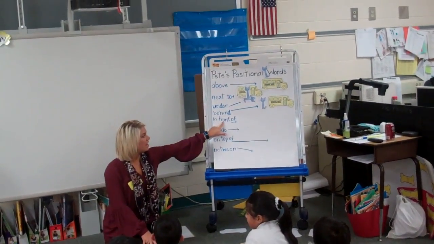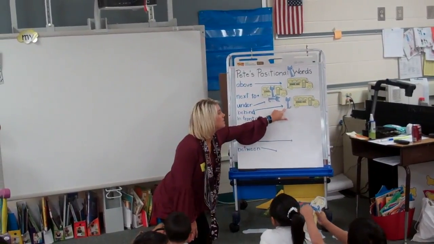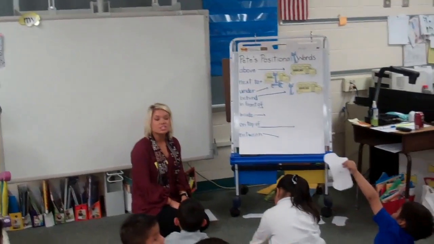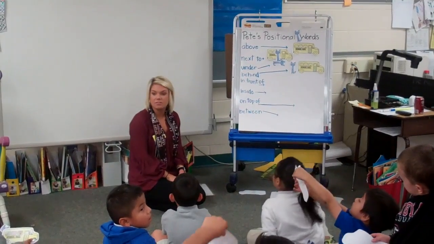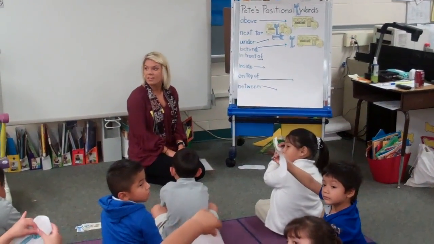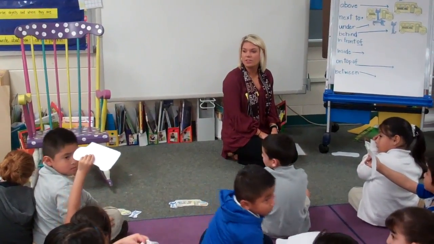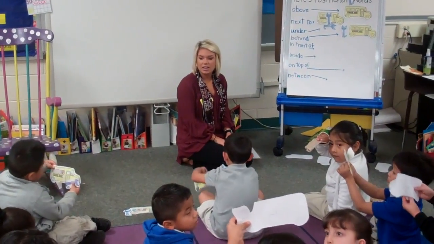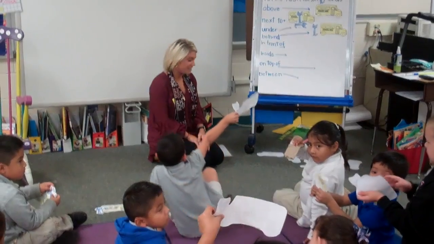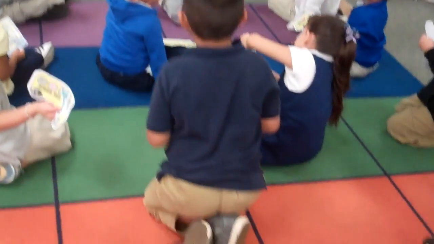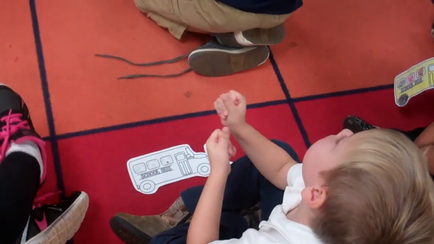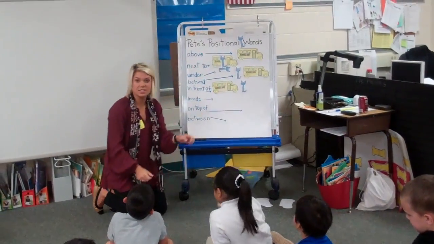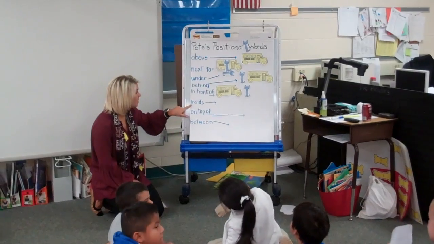What's the next one? In front of. So if Pete's behind the bus here, where would he be if he's in front? Let me see. Shh. Just let me see. Don't scream right here. Let me see it. Good job. In front of. That's next to. Again. Good job, Ileana. Yep. So it would look like this. In front. All right, what's the next word?